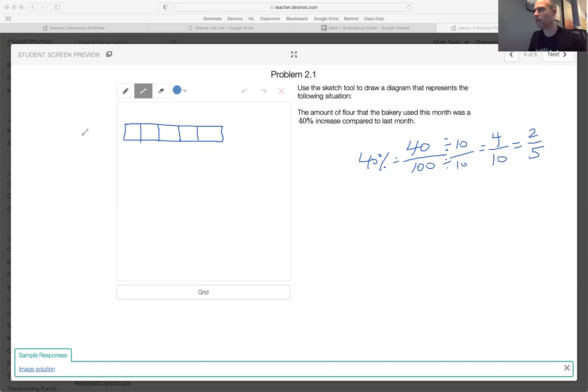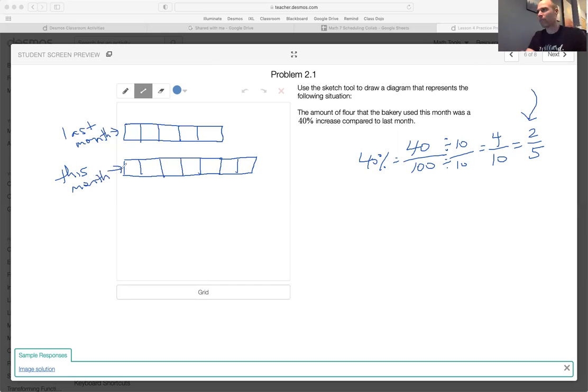And so I'm going to label this as last month. And then this month is supposed to be a 40% increase over that. So I'm going to draw another bar that is the same length, and that's going to be 5/5, right? One whole, 1, 2, 3, 4. But then it needs an additional 40%, which is the same as 2 more fifths. So I'm going to make it this much longer and have it be 2 more boxes, 2/5, and that will be this month.